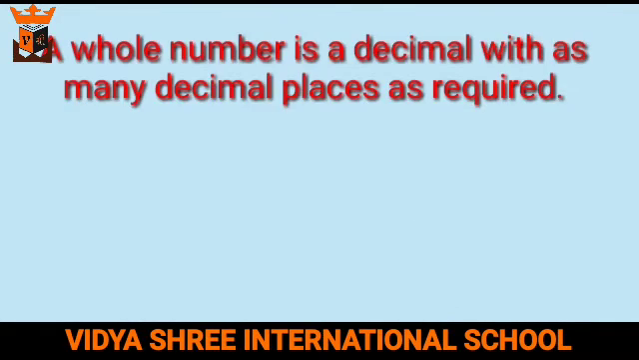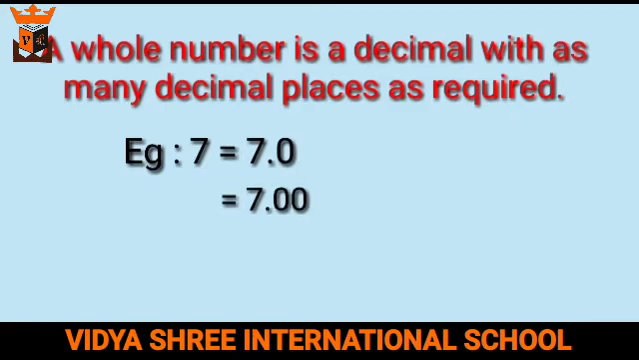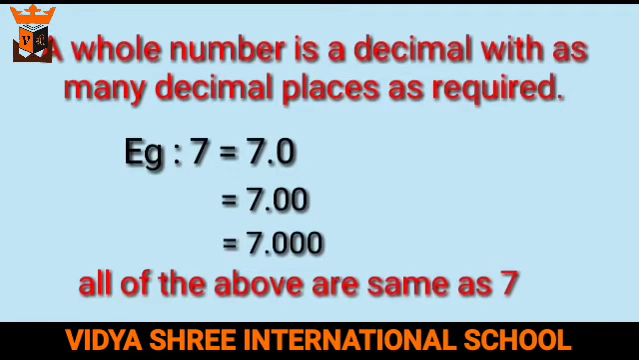A whole number is a decimal with as many decimal places as required. For example, 7 we can write as 7.0, 7.00, 7.000. All of the above are the same as 7.